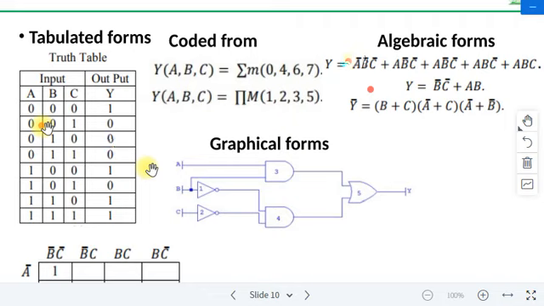6. 6 means A, B, C bar. A, B, C bar. And 7 means 1, 1, 1. So it is 1, 1, 1. So in this way, the summation is written. So it is in summation form. Either this value may be 1, or this value may be 1, or this value may be 1, or this value may be 1, or this value may be 1. So all give the equivalent 1 here.